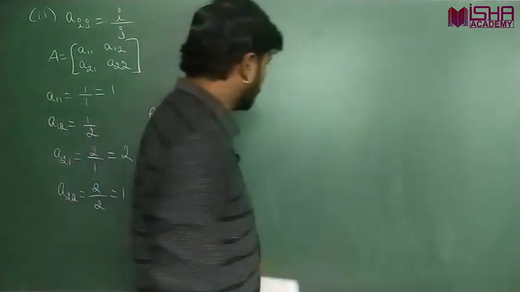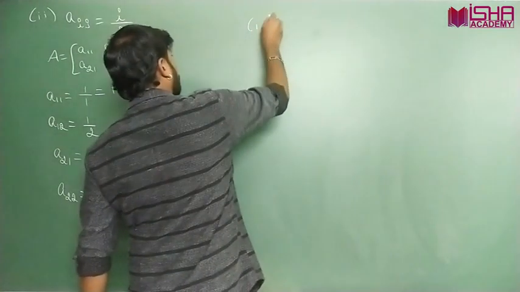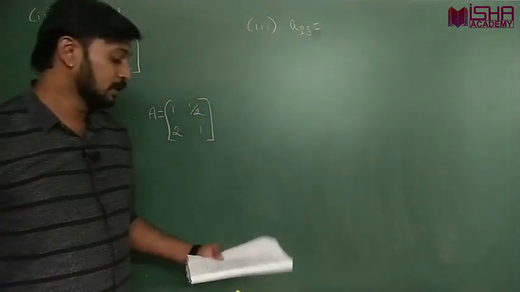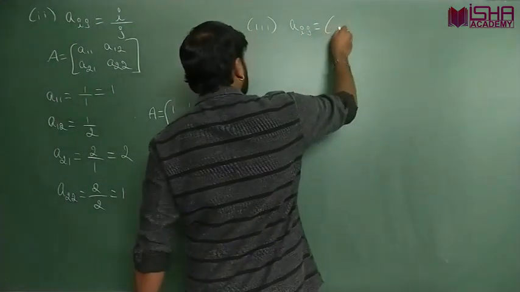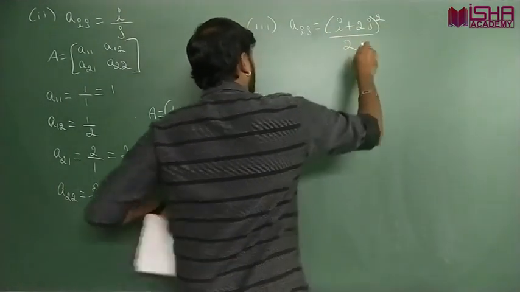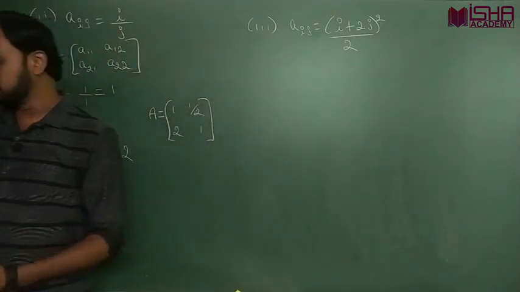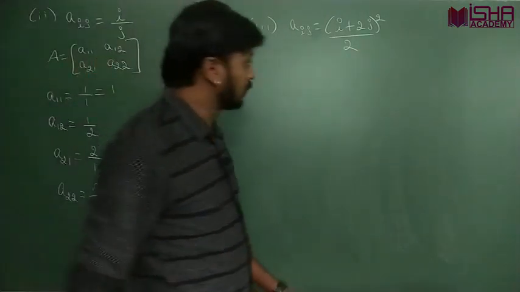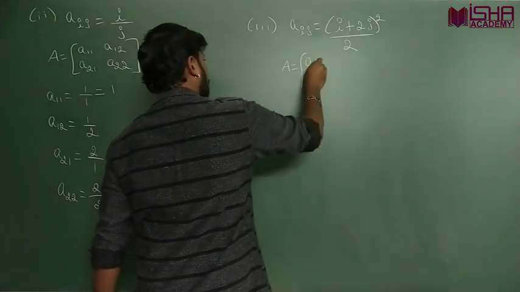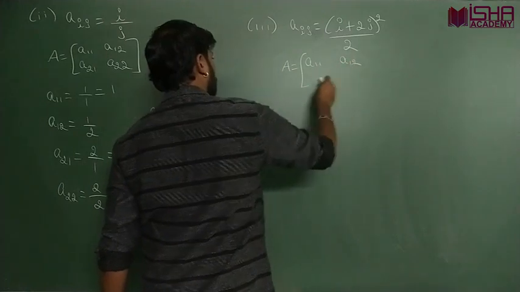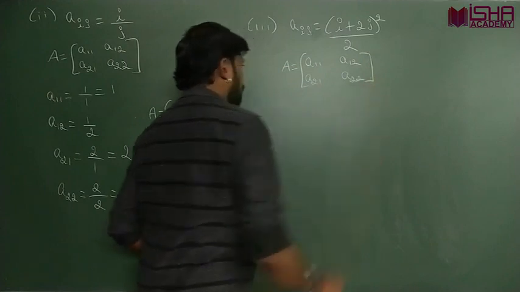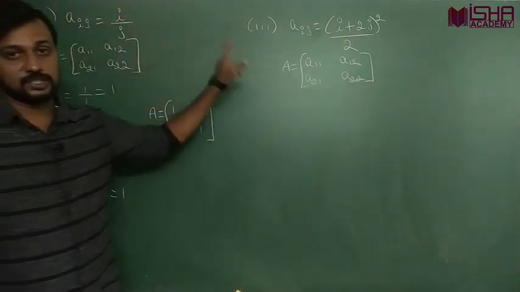So next, in the same exercise, question number 3. A_ij equals what is given? (i plus 2j) whole square, whole divided by 2. Once again it is a 2 cross 2 matrix. So A equals A11, A12, A21, A22. So usually this is a 2 marks question.